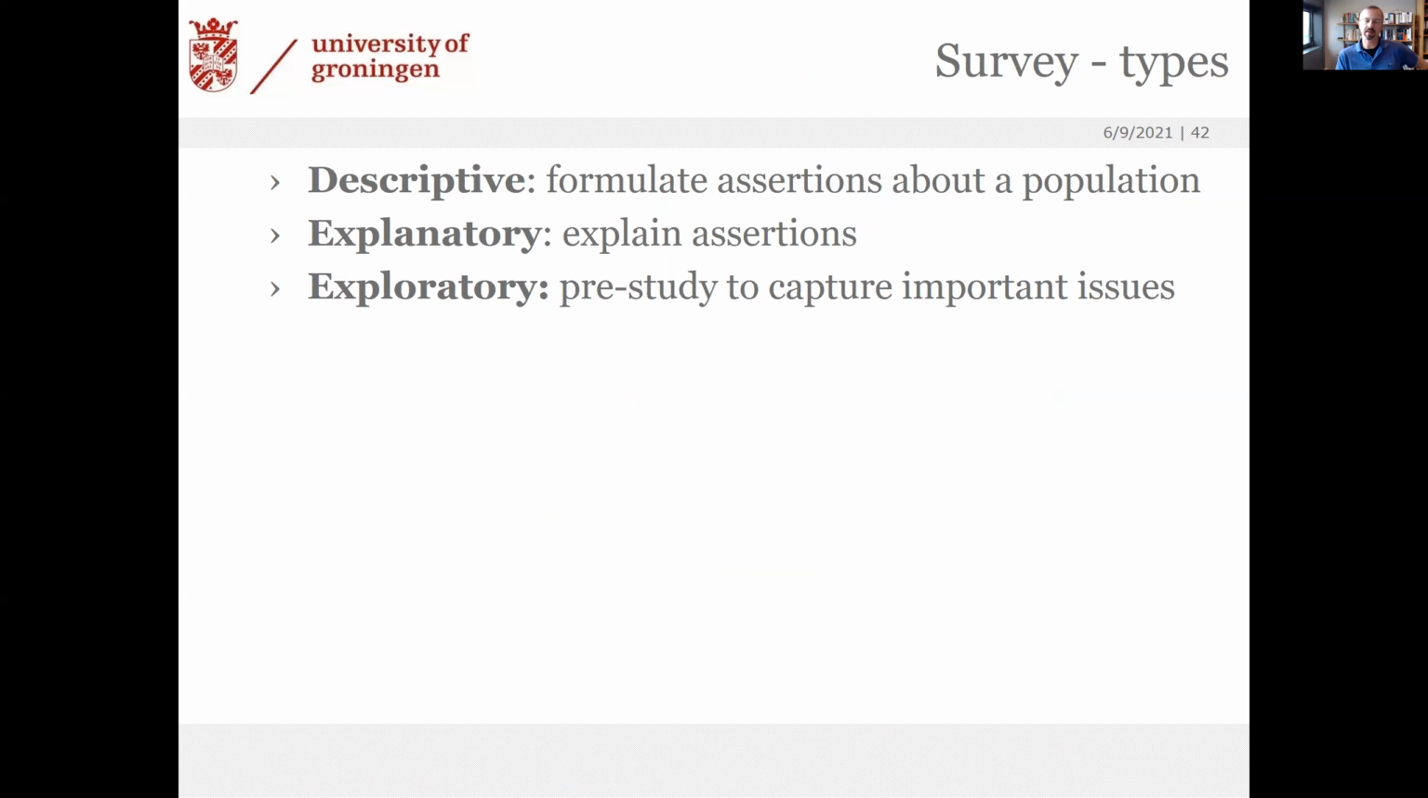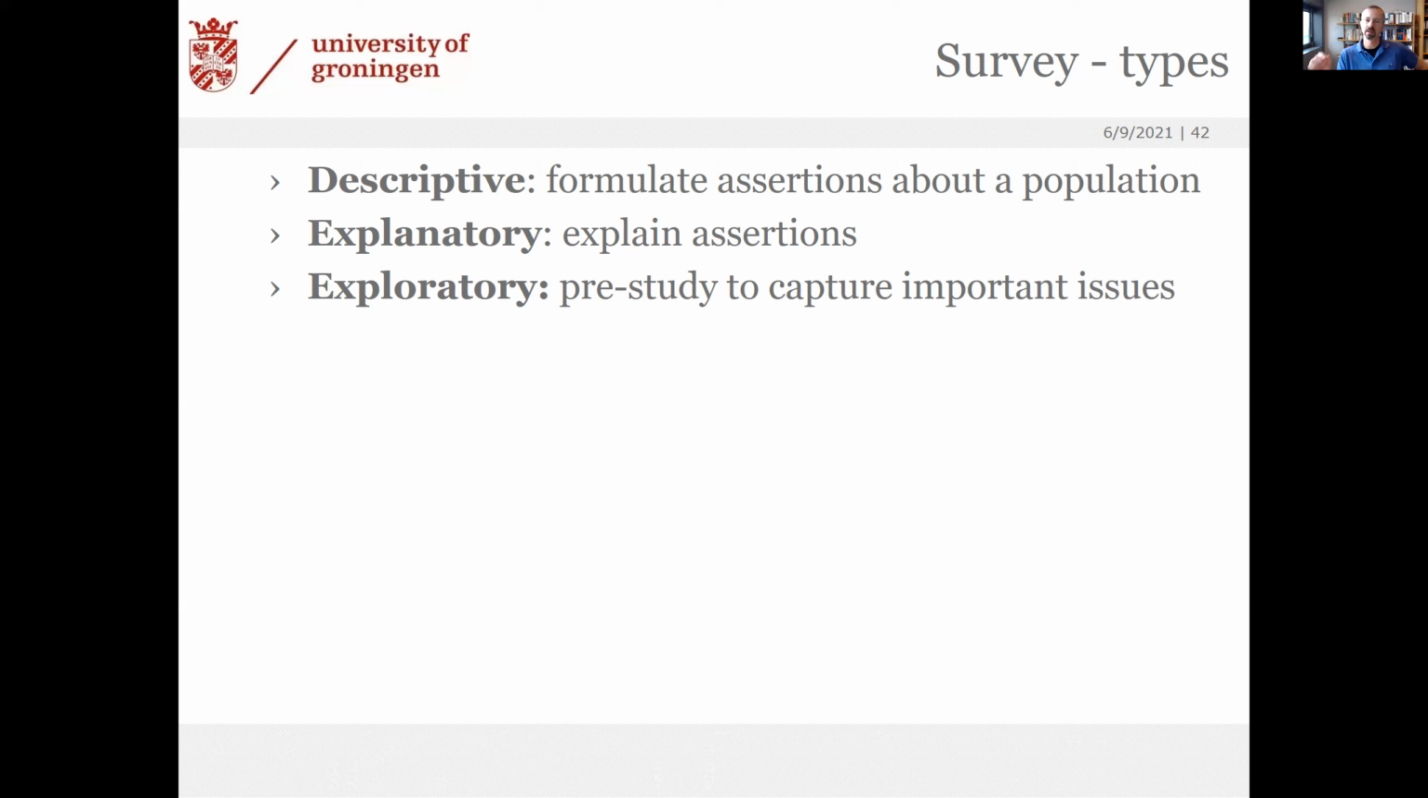Now, there are three main types of survey: descriptive, explanatory, and exploratory. So a descriptive survey means that you are able to formulate assertions about a population. Again, this is sort of percentages, like 30% of people do X, 50% of people do that. Explanatory surveys are more about the why. So you know that something is happening, but what you ask is, why does this happen? Why do people do this? Why do they choose that?